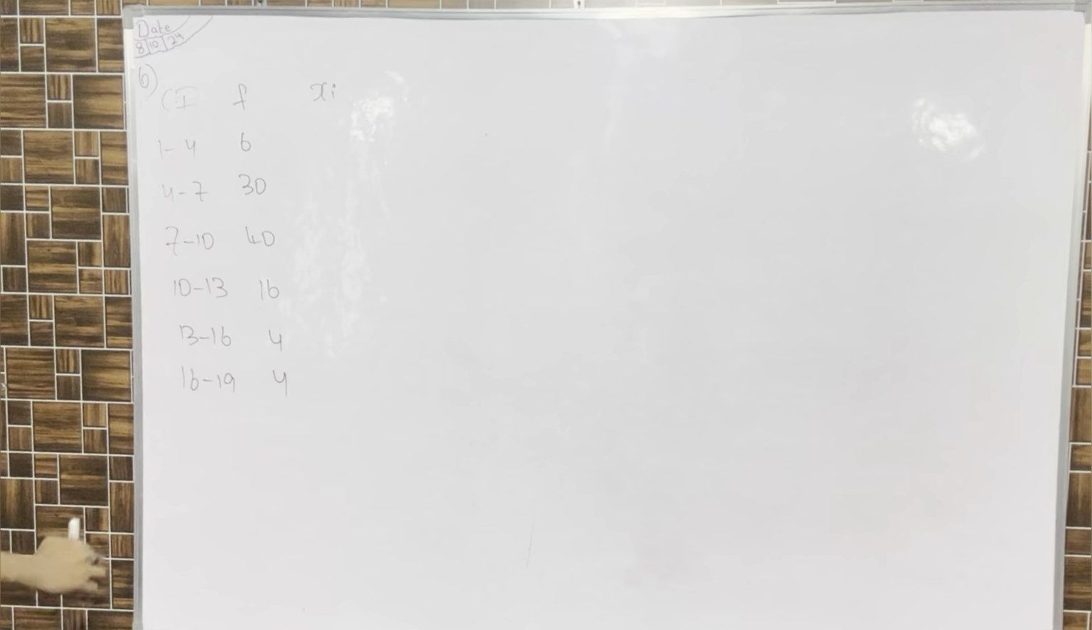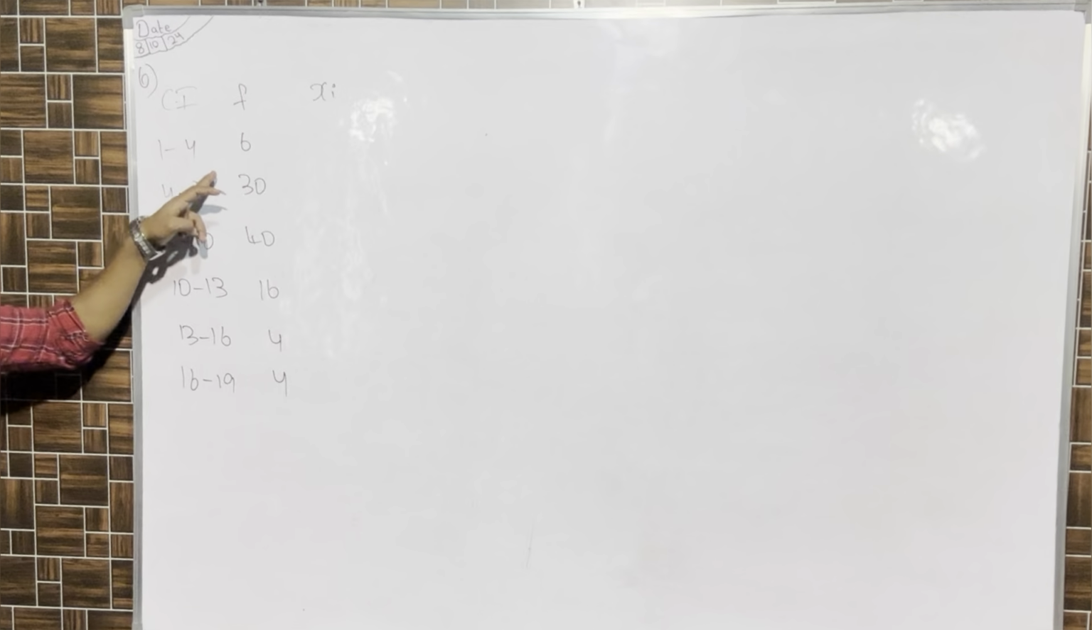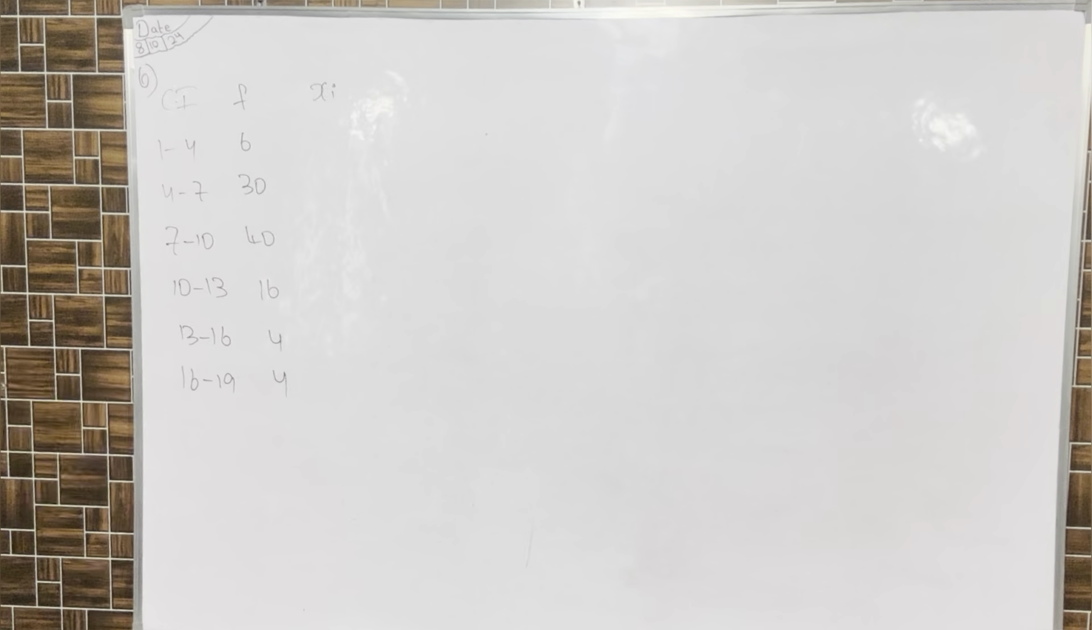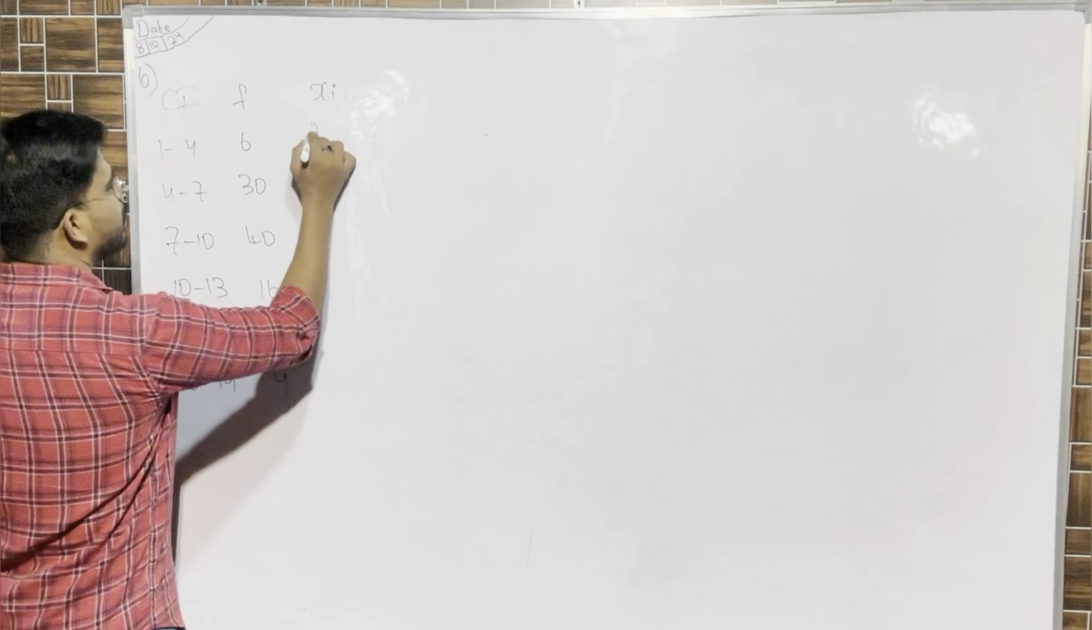the value of xi. Xi is lower limit plus upper limit divided by 2. 1 plus 4 divided by 2. So it is not minus, 1 to 4. This is 1 to 4. 1 plus 4 is 5, 5 divided by 2, 2.5.